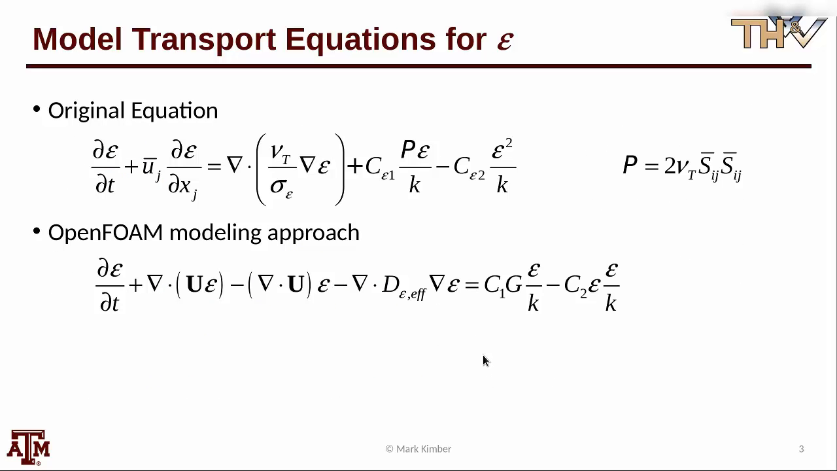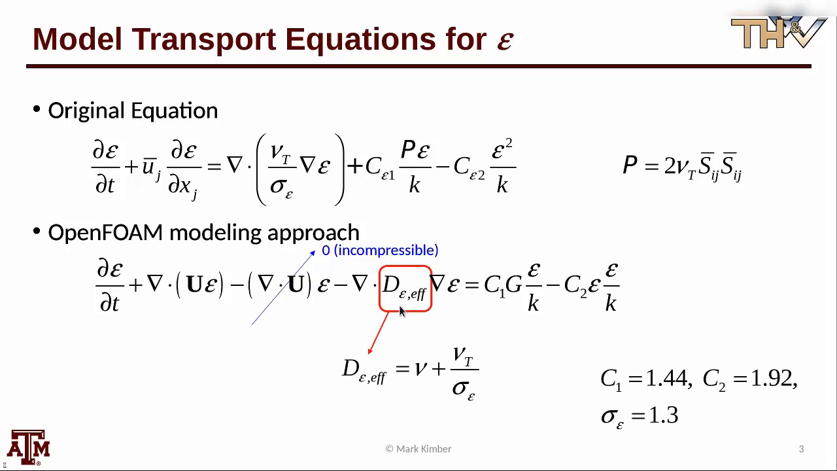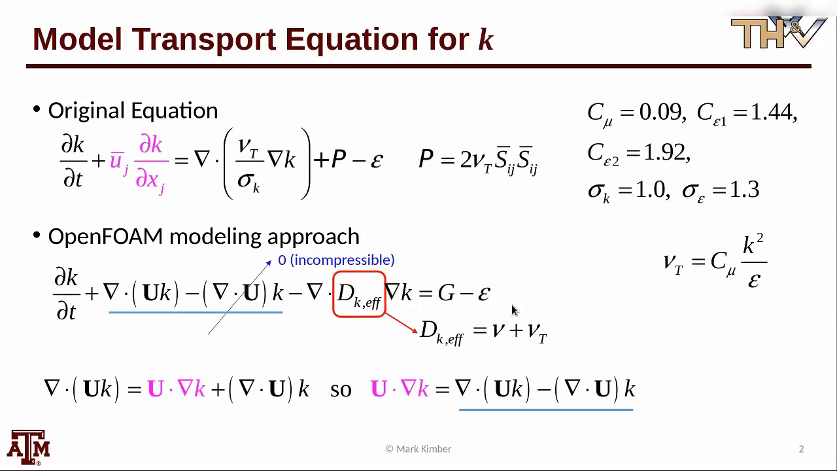Okay, in terms of the dissipation, it's very similar. We've got these terms broken up here. We've got an effective diffusion coefficient in this case, which is a sum again of the molecular and the turbulent viscosity. We have additional three terms in this dissipation equation, but again the four constants that you'll see used in this k-epsilon model are the four here minus this sigma k.